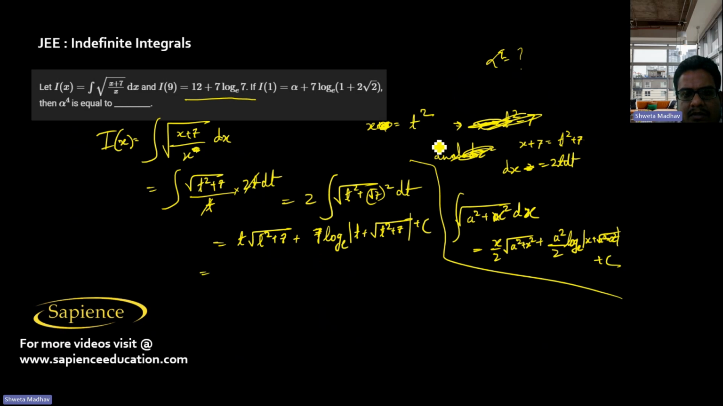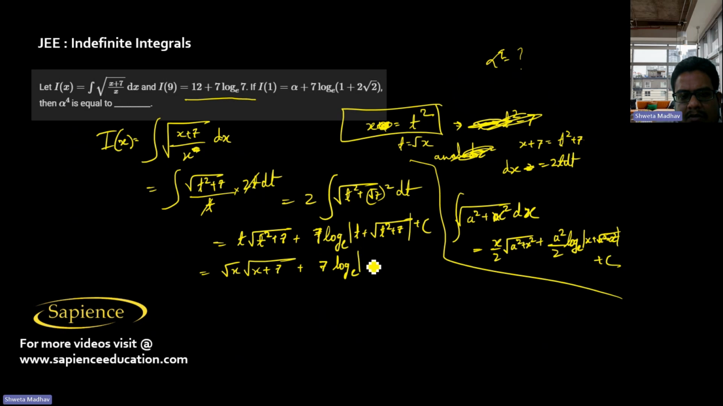Now, we took x as t square, so t will be equal to root x. So this is root x into root over x plus 7 plus 7 log base e mod of root x plus root over x plus 7, plus c. This is I of x.